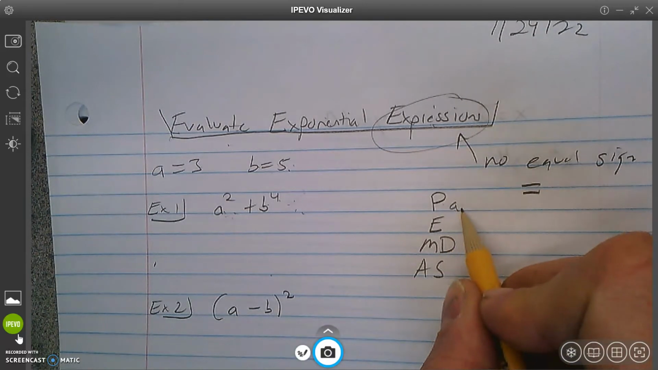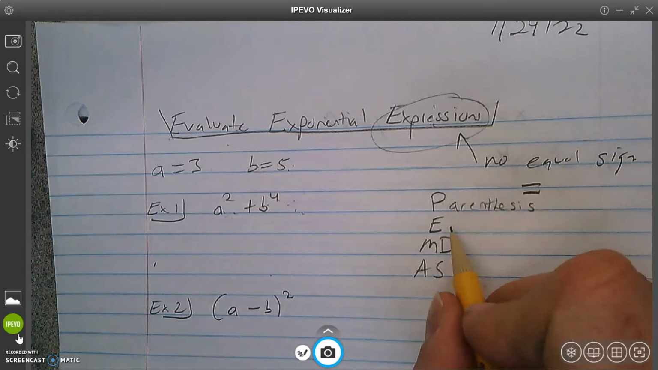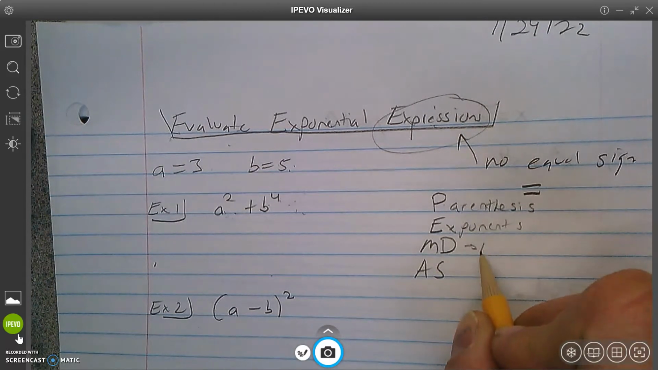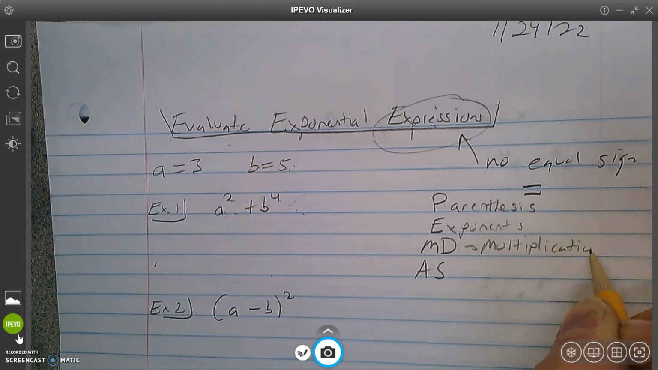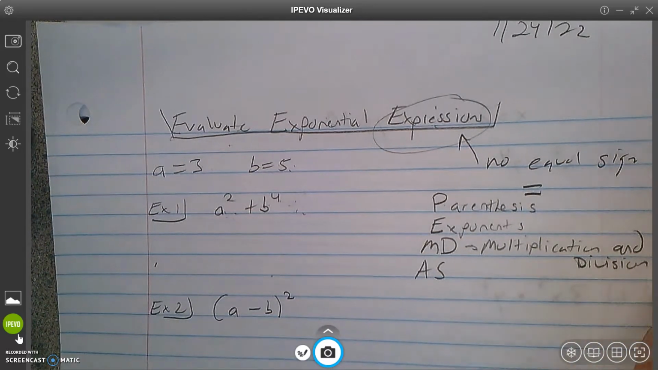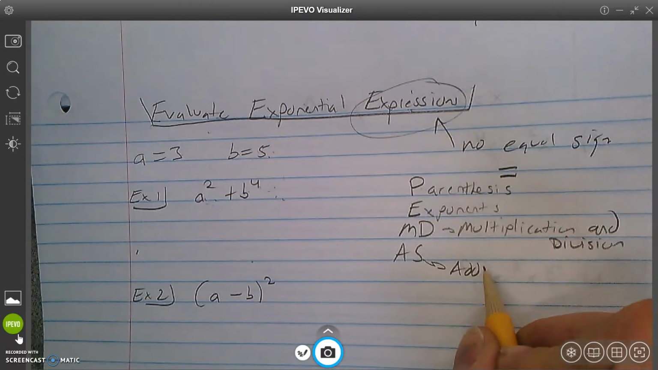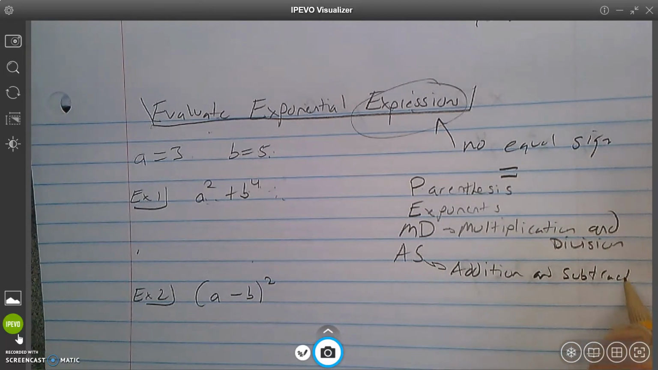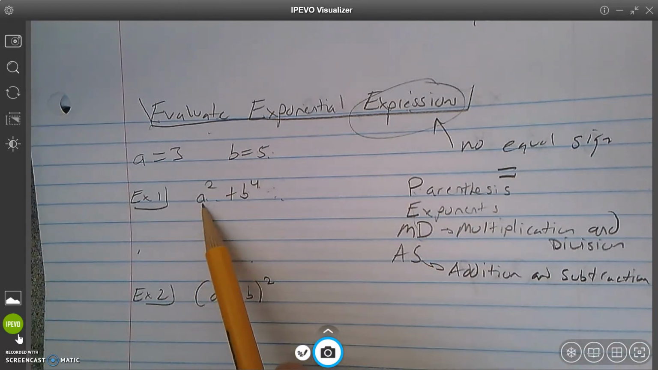P stands for parentheses first. E stands for exponents. M and D is multiplication and division, left to right. And then AS is obviously addition and subtraction, left to right. So PEMDAS. So what am I doing first?